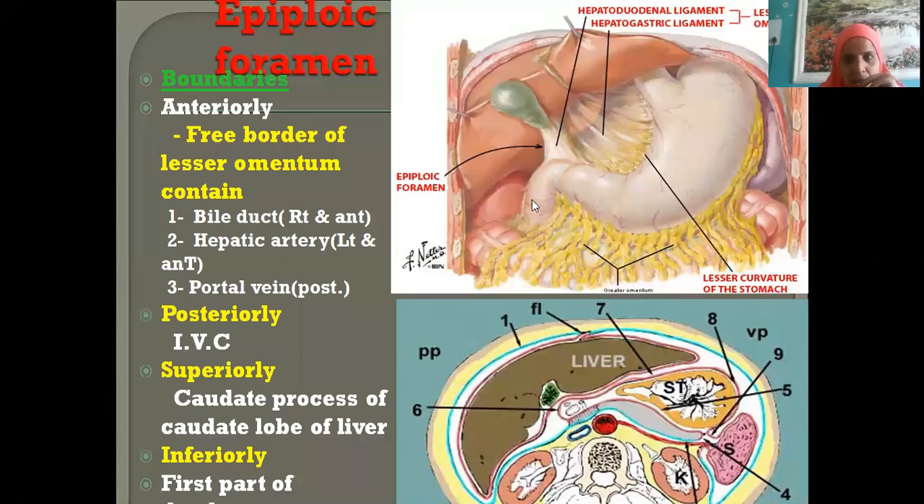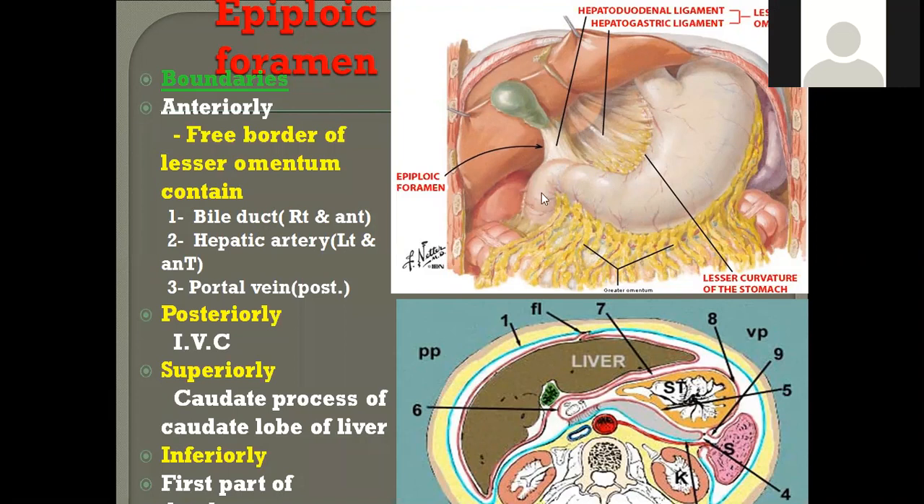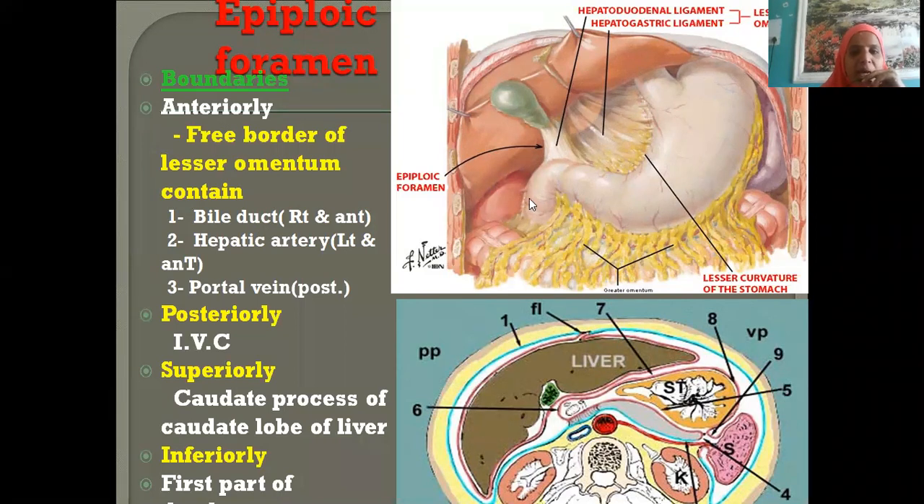Inferiorly, what is this, Lokesh? What is this area I told you? After the stomach, pylorus, duodenum. Inferiorly, the epiploic foramen is bounded by the first part of the duodenum. The duodenum will have 4 parts. We will elaborate when we take the duodenum. So these are the 4 boundaries.